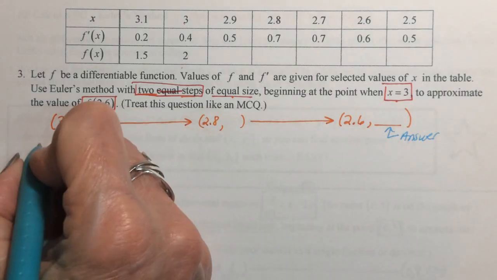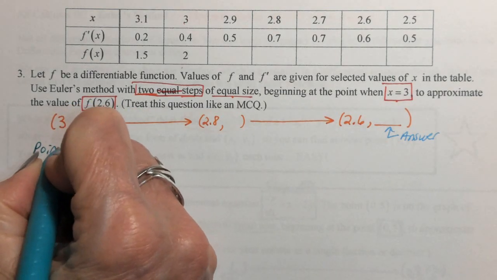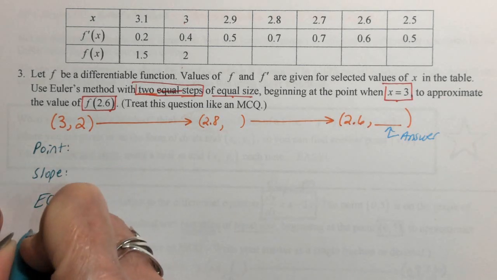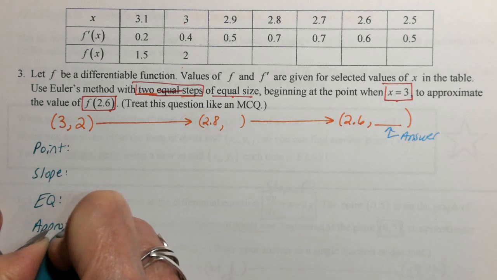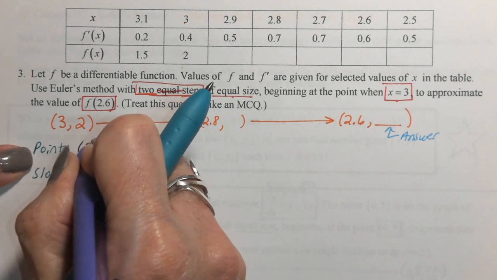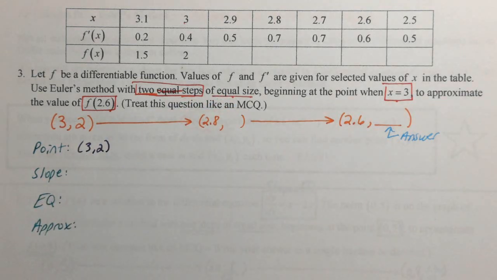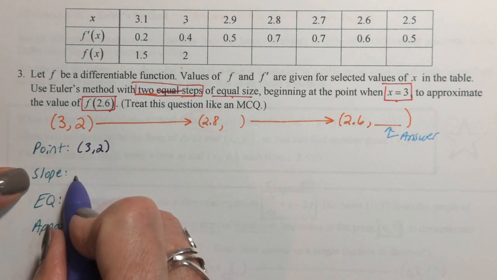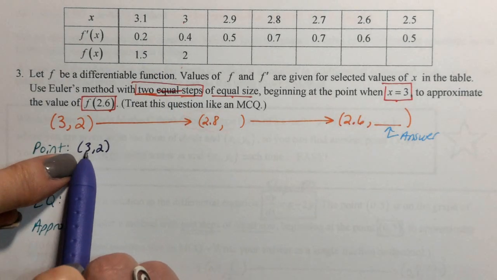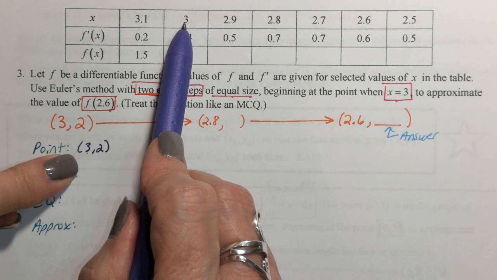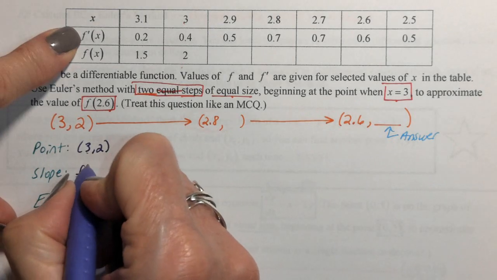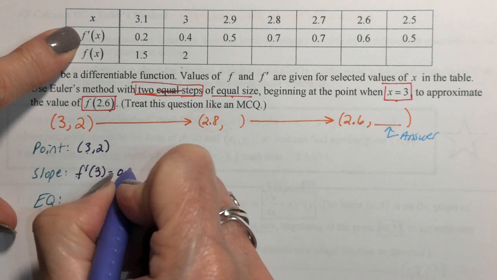Okie-doke. Euler's method. Point and slope. Then EQ. And lastly, the approximation. Our first point is (3, 2). Our first slope is the slope at x equals 3. And at x equals 3, the derivative is 0.4. So f prime at 3 is 0.4.